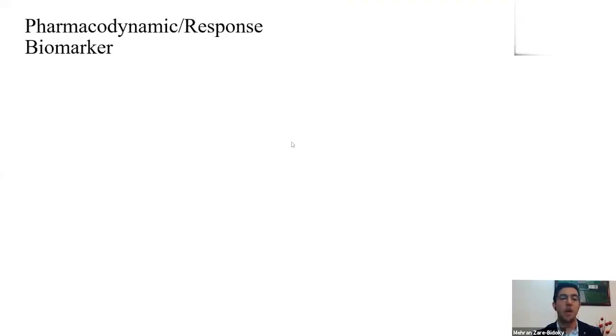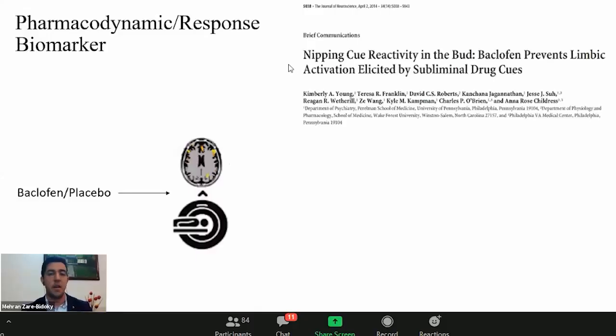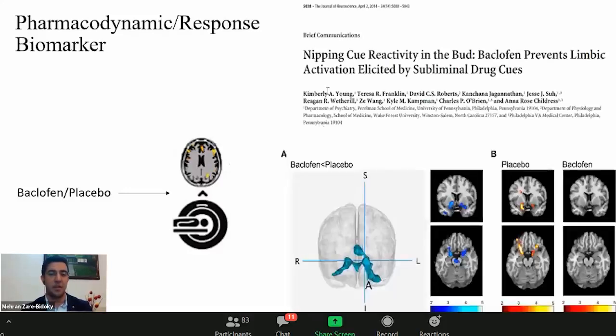The other type of biomarker is pharmacodynamic or response, and is a biomarker used to show that a biological response has occurred in an individual who has been exposed to a medical product or an environmental agent. In this study, people with cocaine use disorder were grouped to either receive baclofen or placebo. They were then compared after the period of treatment, and it was shown that those who received baclofen had less activation in mesolimbic network during drug cue reactivity compared to placebo group, and it shows how the brain response to the treatment is.